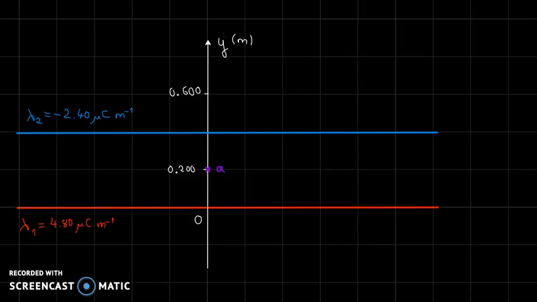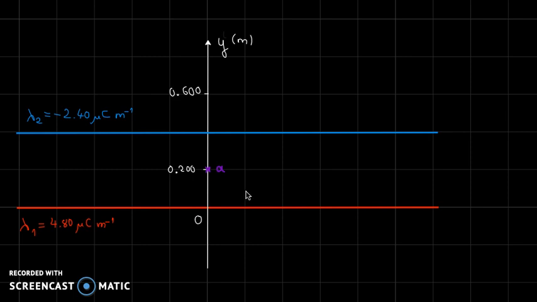In this problem, we have two very long lines of charge. One line of charge lying on the x-axis, that one is positive charge distribution, and another line of charge with negative charge parallel to the x-axis located at y equals 0.400 meters. In part A, we'd like to calculate the net electric field at a point midway between the two lines of charge, that is at y equals 0.200 meters. I call that point A in the picture.